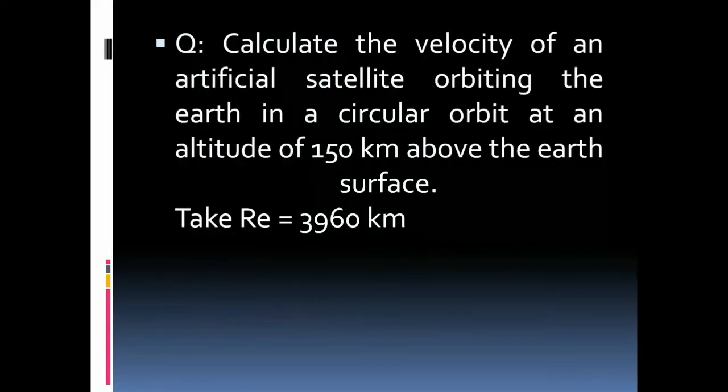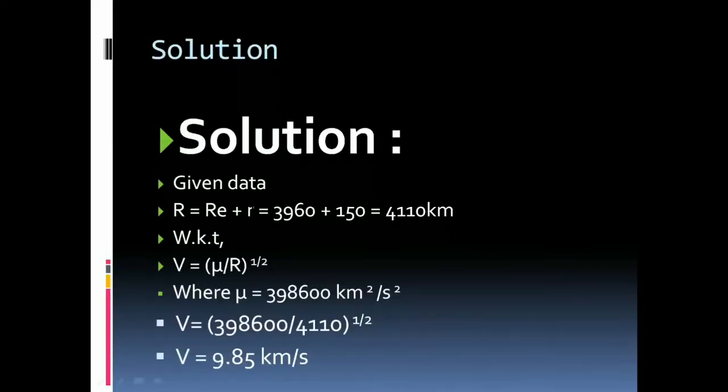Now comes the problem. Calculate the velocity of an artificial satellite orbiting the Earth in a circular orbit at an altitude of 150 km above the Earth's surface. Take RE, radius of Earth, as 3960 km. Let's see the solution. So here comes the given data. They have given the RE. So at altitude 150, to find the radius we have to do 3960 plus 150, we get 4110 km.